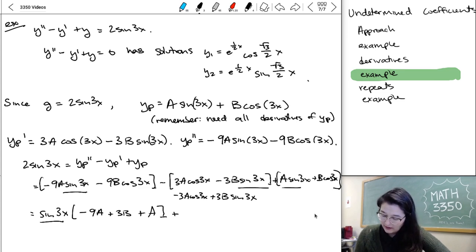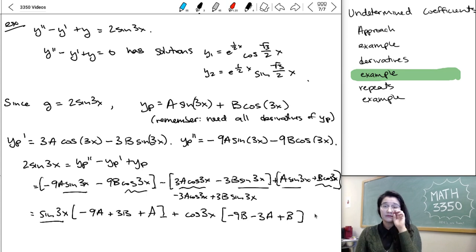And then I also need my cosine 3x terms. I'll do the squiggly underline for those. So that's going to be minus 9b from the first, minus 3a from the second, and plus b from the last. And all that is equal to, on the right side, just 2 sine 3x.